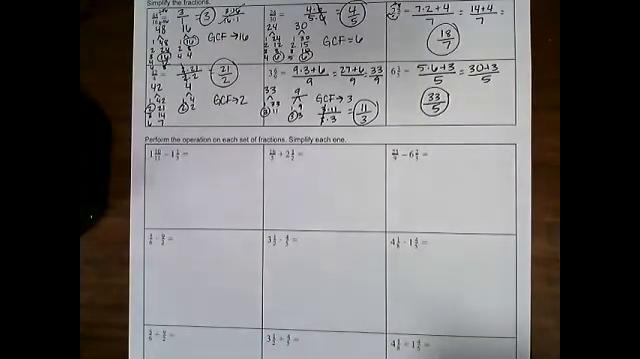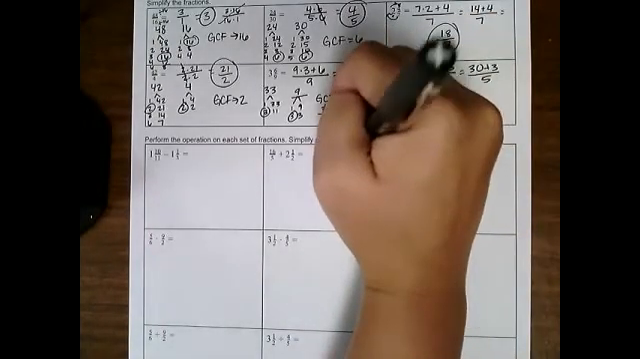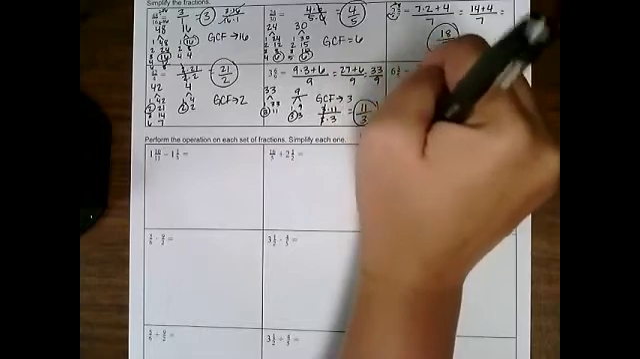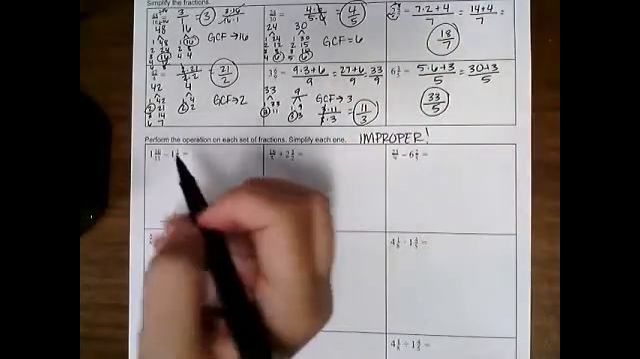Now we're going to perform some operations here. So we're going to start with adding and subtracting, which is the hardest thing with fractions, and then multiplying and dividing is easier. So adding and subtracting, first you want to have improper fractions, not mixed numbers. You want it to be improper. So I'm going to start by converting to improper.